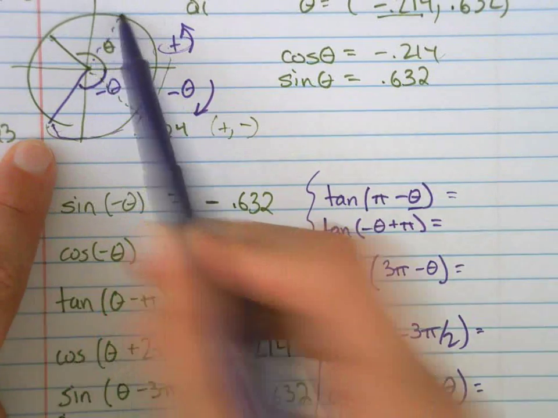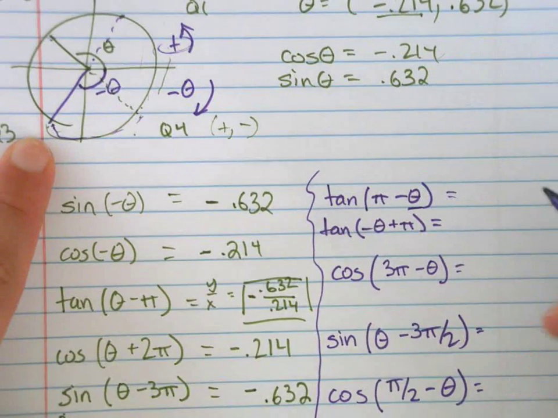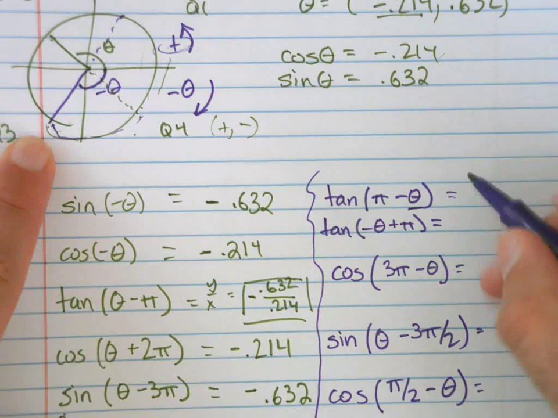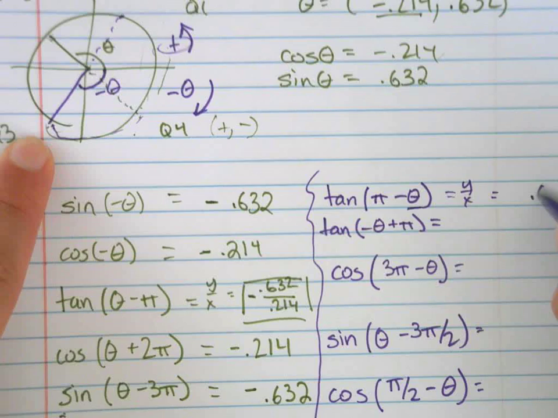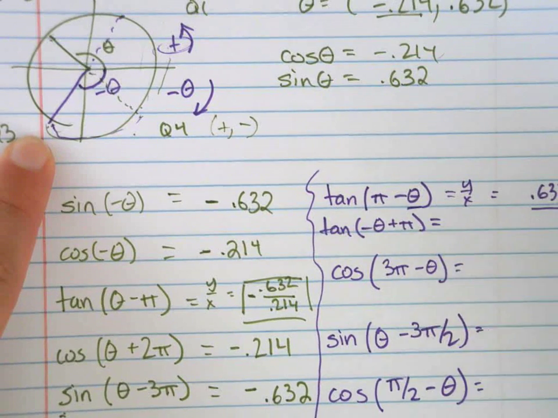So again, it's y over x. So y over x. My y value is 0.632. My x value is 0.214. And then the quadrant determines the sign. I'm in this quadrant. Both are positive.